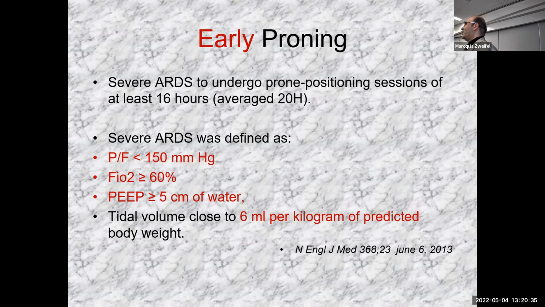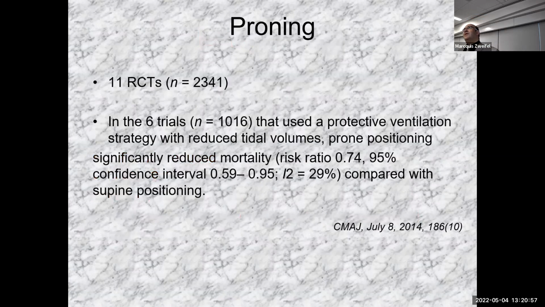So it's early proning. Many people will see this patient and say he's doing fine. He's checked out from fellow to fellow, from resident to resident. Nobody is worried, a very stable ICU patient. He is on 5 of PEEP and 60%, and PF ratio is above 150. So he's okay, right? But this is when you need to start the proning to show the benefit. 11 randomized controlled trials looked at that only.